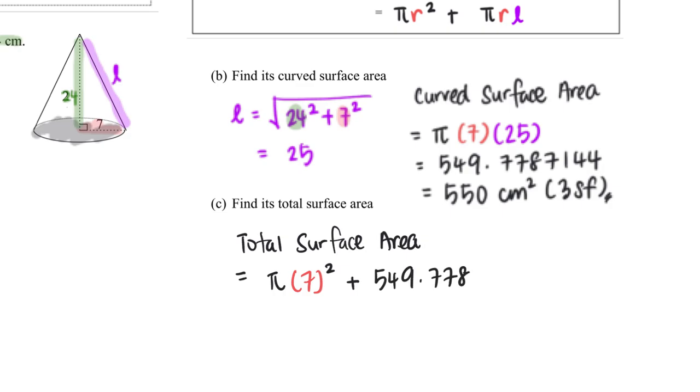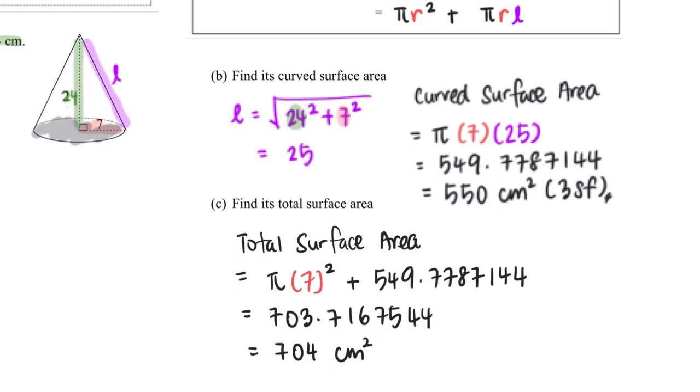Do take note that Mr. Tan here do not use the 3 significant figure value. Rather, I use the 549.778714. This is to ensure accuracy. Okay. Final answer 704 cm square. 3 significant figures.